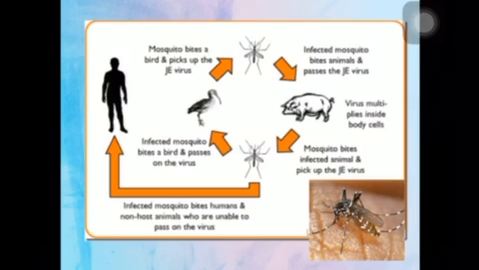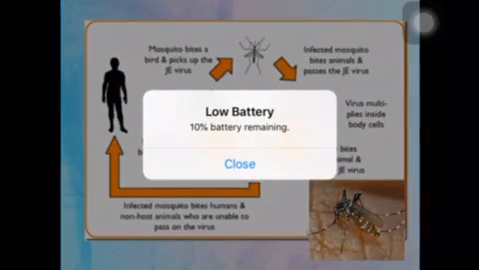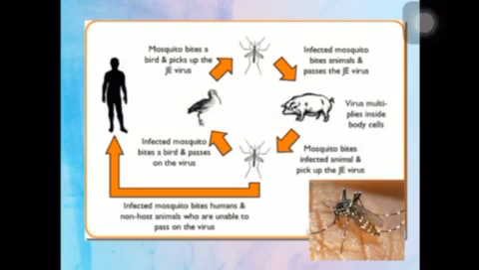So it first came from the infected mosquito that bites a bird and passes on the virus. Then a mosquito bites a bird and picks up the virus, and then the infected mosquito bites the animals and passes the JE virus, and the virus multiplies inside the body cells. Then a mosquito bites an infected animal and picks up the JE virus, and then the infected mosquito bites humans and non-host animals who are unable to pass on the virus. That's why it is called a dead-end host.